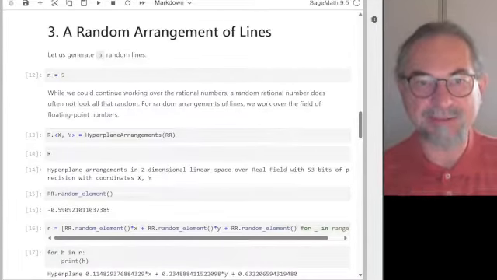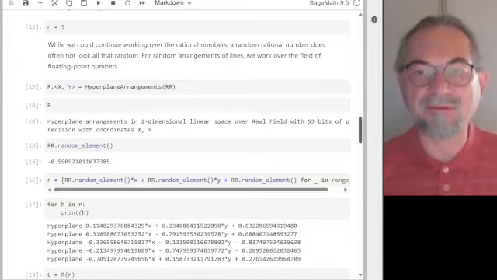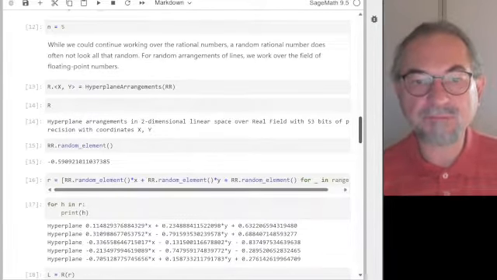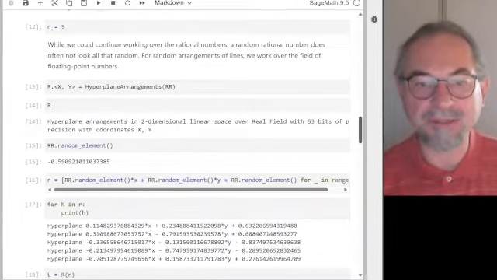Here is how we can get a random element. In this sense, you will never get 0 unless you're really unlucky. But here you now see 5 random hyperplanes, or I should say lines here. You can see how these are made.